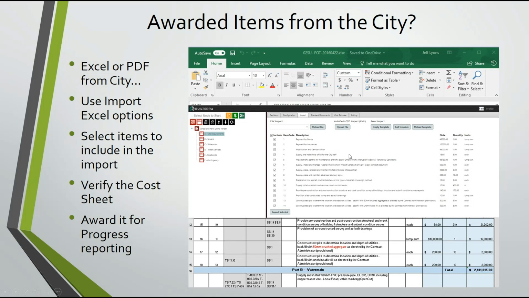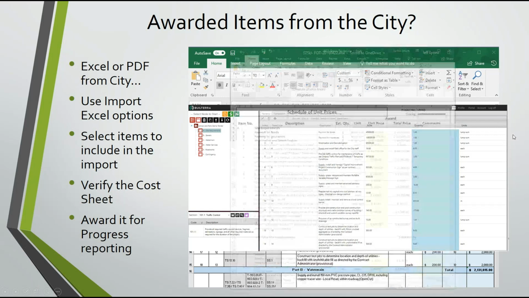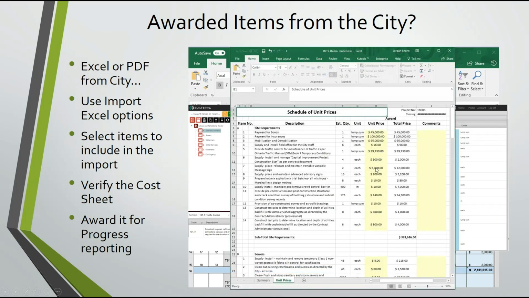So this is where you can import a job. It could be from the city of Barrie. Any city that produces these schedules of unit prices, you can have it imported directly. So the pricing comes in. You want to check the pricing here. In other words, you would export to Excel and give it a double check.